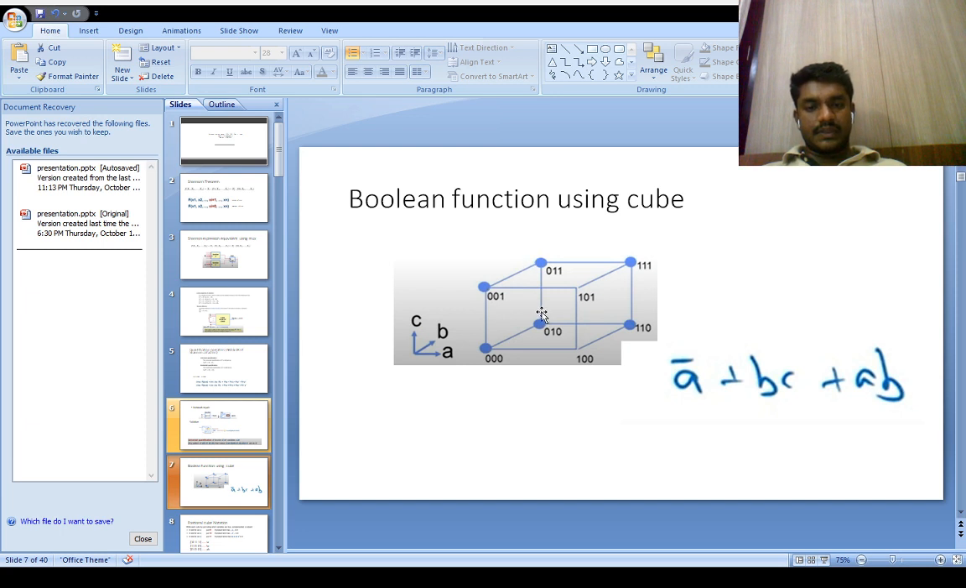Like this one, now here we have got this, and if we take this, we will be getting another one like that. And if we take this part, we will be getting another. By taking all of these and applying SOP, we will get the final expression as a bar plus bc plus ab.